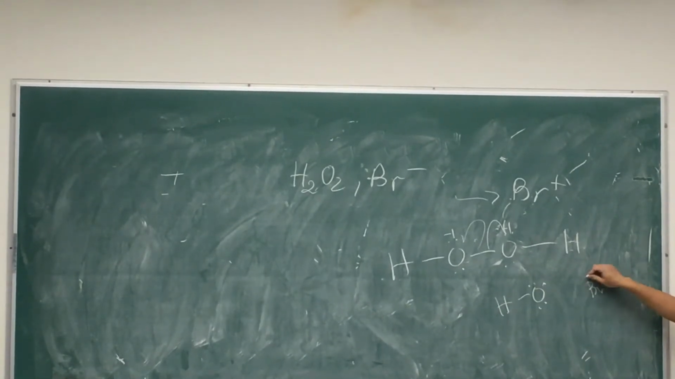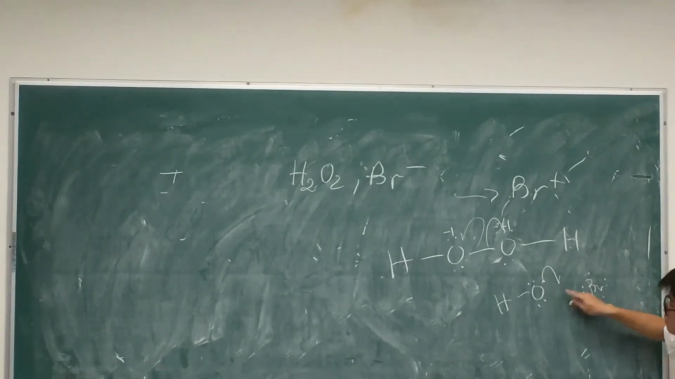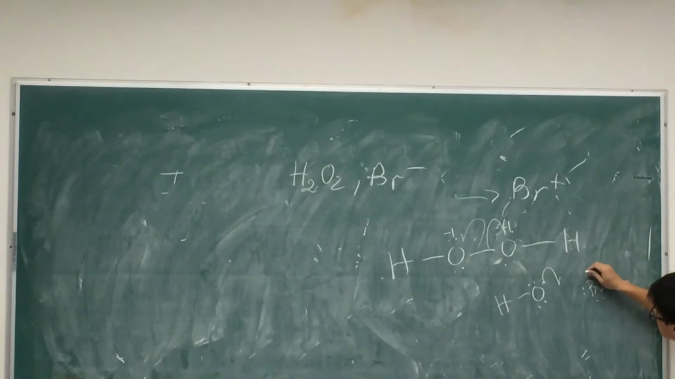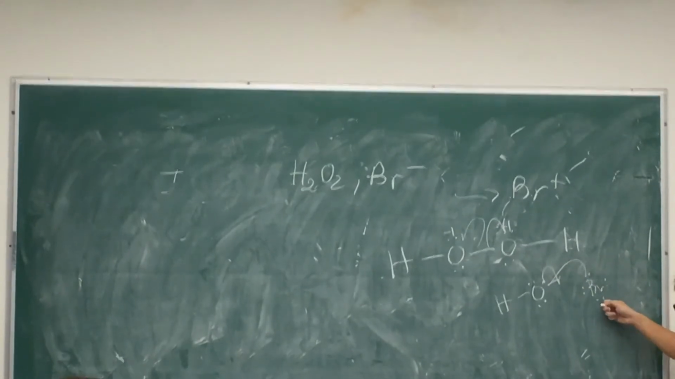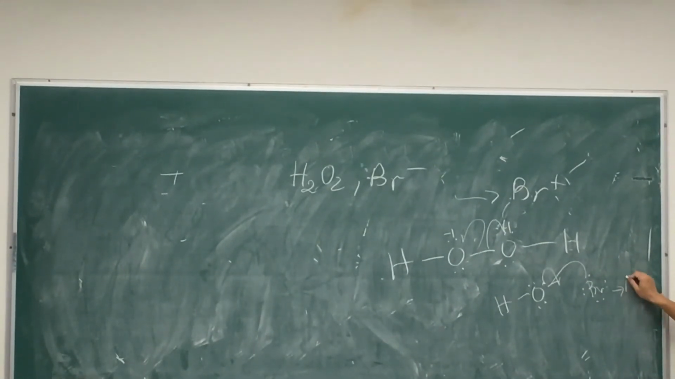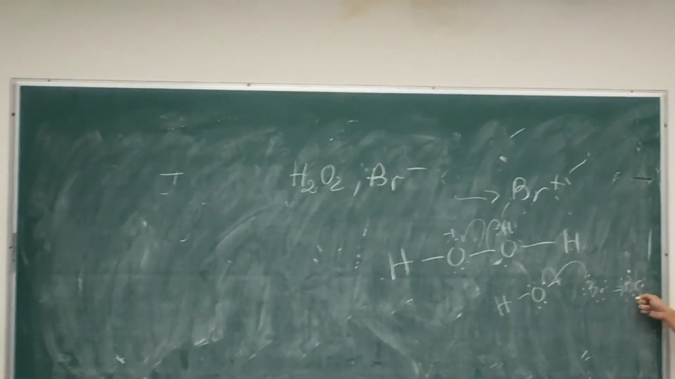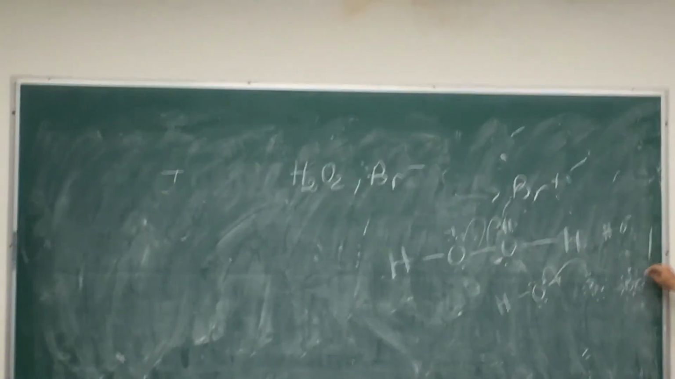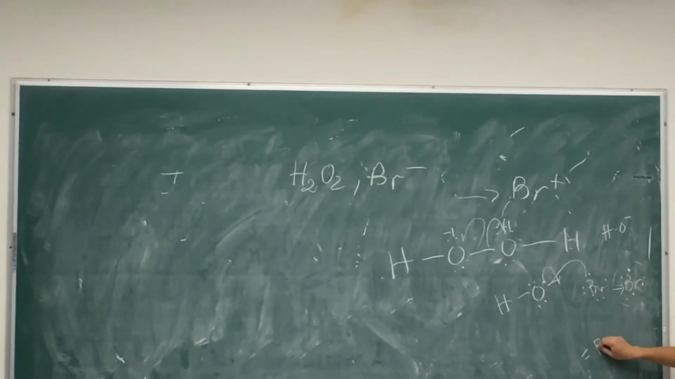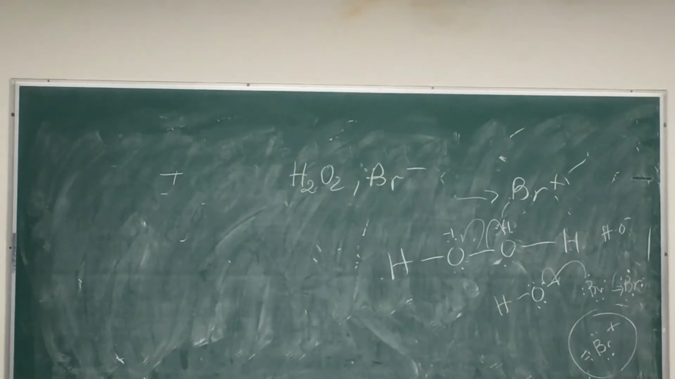And with the Br, this is a really strong oxidizing reagent. This one will take 1 electron from Br to form a Br radical, right? It just lost 1 electron, and OH becomes OH minus. And then this one will react with the other one to create the Br plus.